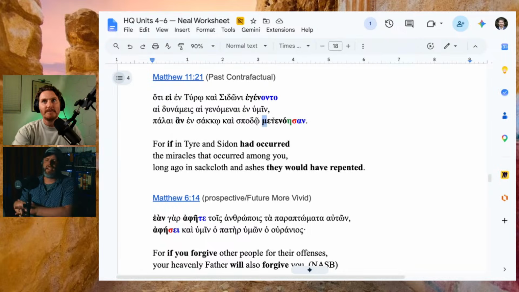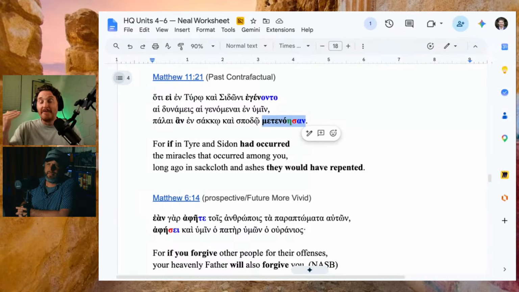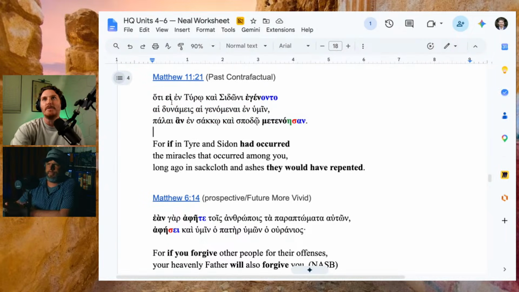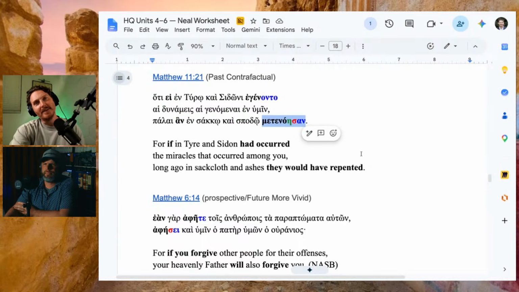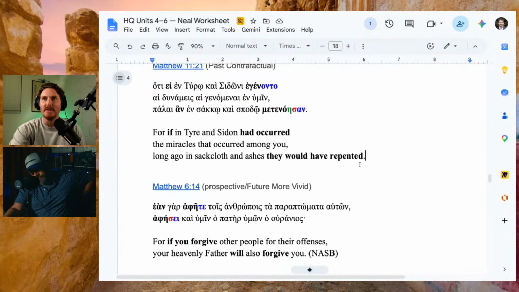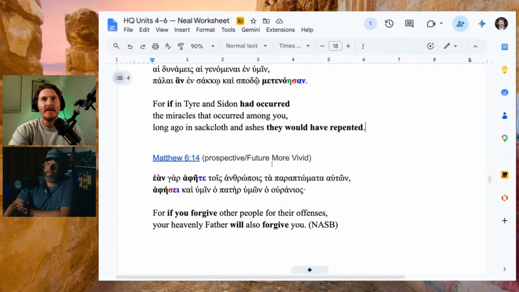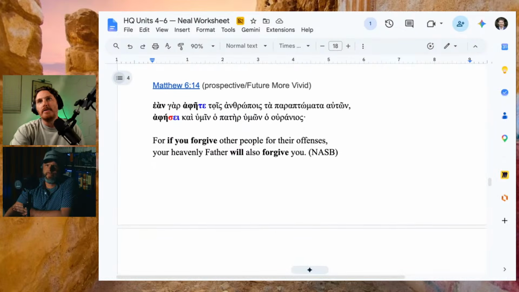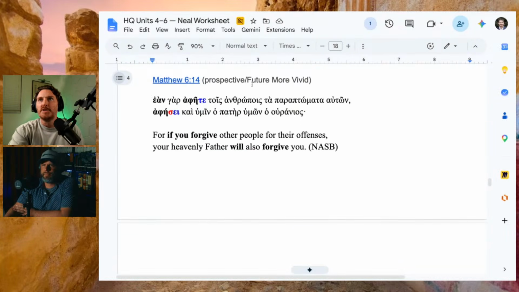Oh, that's why they call it counterfactual. It's counterfactual because they didn't repent as a matter of fact, but for the sake of argument, in this hypothetical conditional construction, we're framing it like this, with the an and the imperfect, and then the an and the aorist subjunctive, or the aorist. Same thing. So Matthew 6:14, the prospective future more vivid.